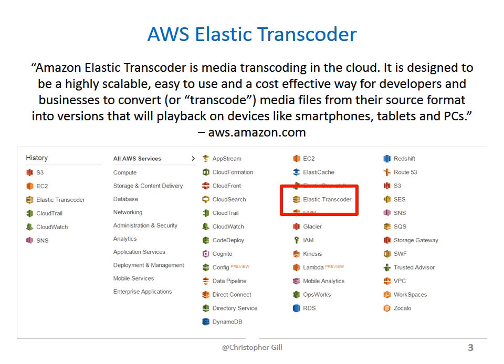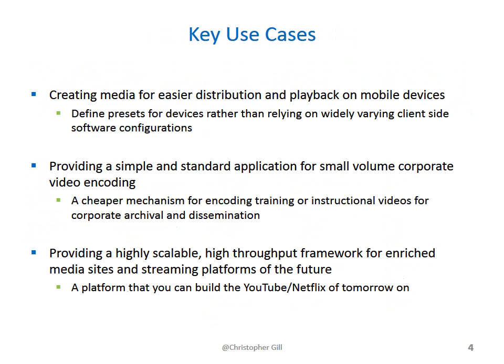So what is AWS Elastic Transcoder? In Amazon's own words, it is a media transcoding service in the cloud. It is designed to be highly scalable, easy to use, and cost-effective way for developers and businesses to convert media files from their source format into versions that will play back on devices like smartphones, tablets, and PCs. It is one of the suite of Amazon's web services, cloud services, and is available both in free tier and pay versions. I'll go over more details as we go through.